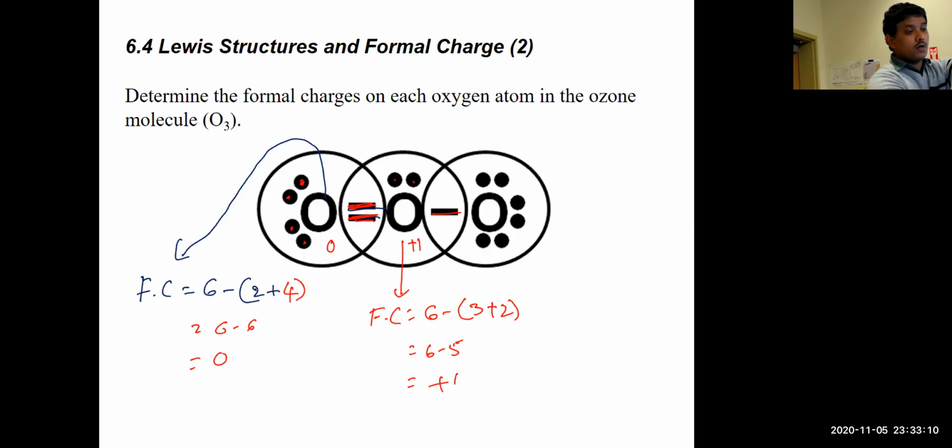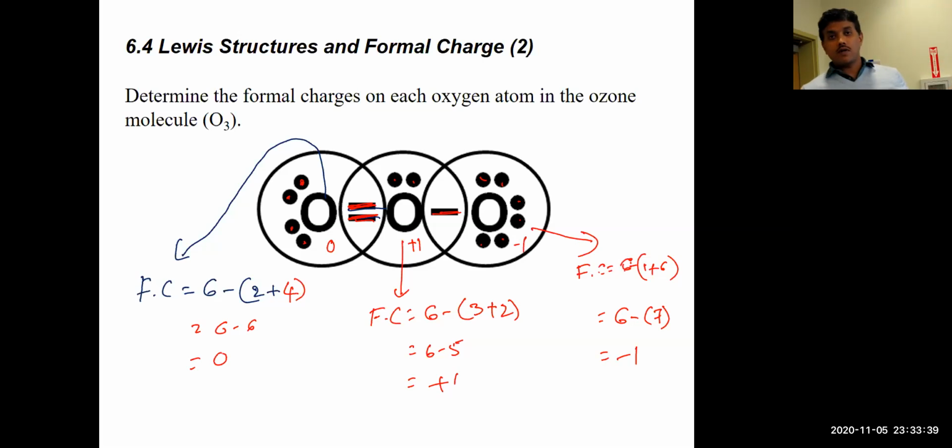Let's count the formal charge on this oxygen. So formal charge is equal to group number, which is 6, minus, there is 1 stick on the left side and 1, 2, 3, 4, 5, 6 stones. So 6 minus 7, which is equal to -1. So this oxygen has a -1 formal charge. That is how you would identify formal charge for each single atom.